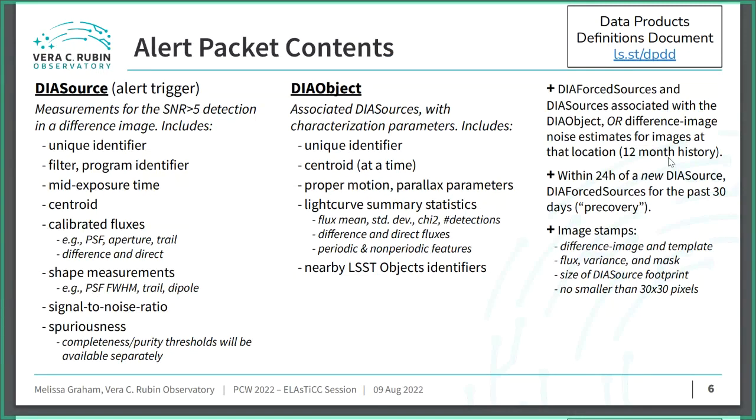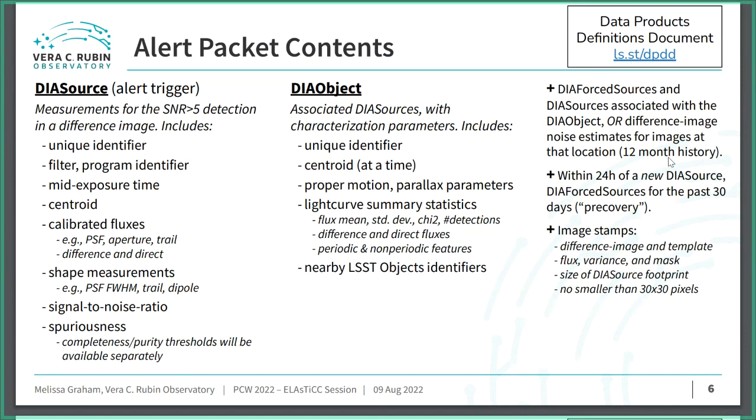So within that DIA source record, and that's the thing that triggered the alert to happen in the first place, you get things like a unique identifier, which filter it was, which program that image was obtained under, whether it was wide, fast, deep, or deep drilling field, basically, or a TOO. That should be in there as well. You get the mid-exposure time, a centroid, so the coordinates, calibrated fluxes of a variety of types, so PSF, aperture, etc. You have some shape measurements, like whether it's trail or dipole. If you were in the DIA session earlier, there's that kind of information.